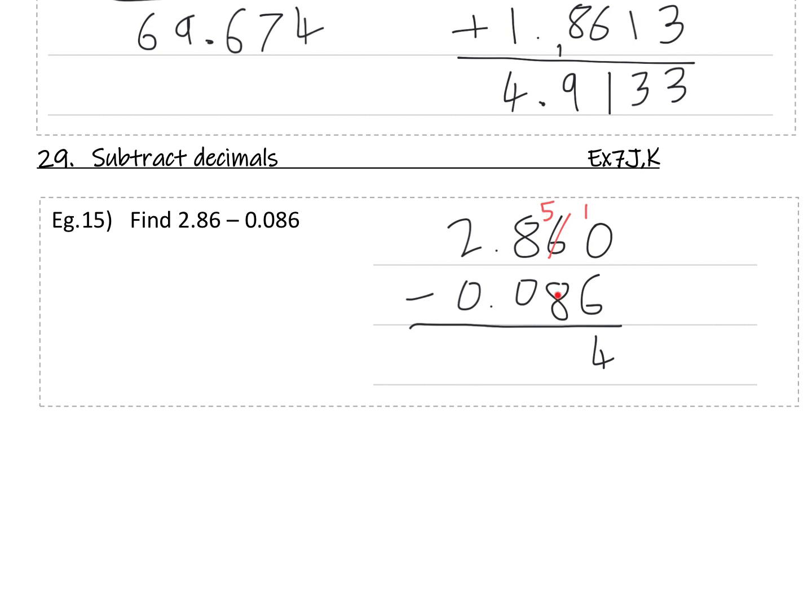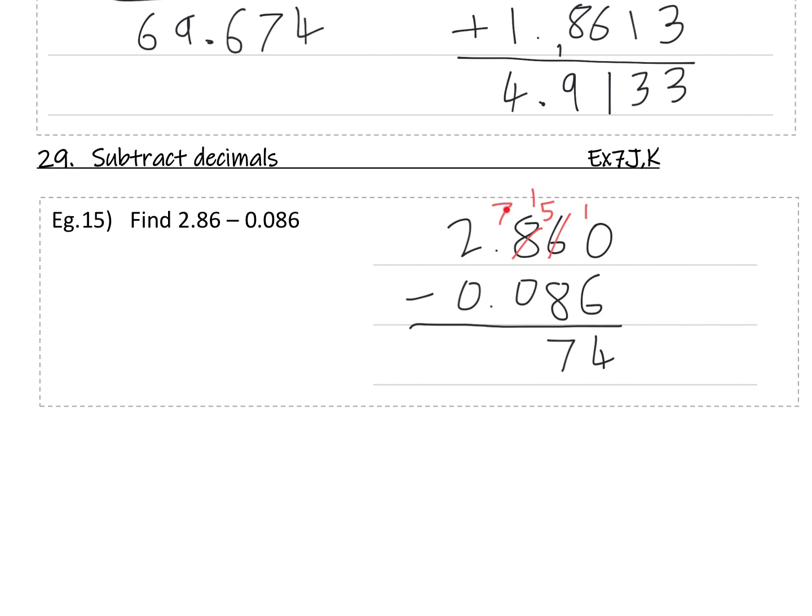Then we have 5 take away 8, which we can't do. So we've got to borrow 1 from the 8. That becomes a 7. And we now have 15 in that column. So 15 minus 8, which gives 7.